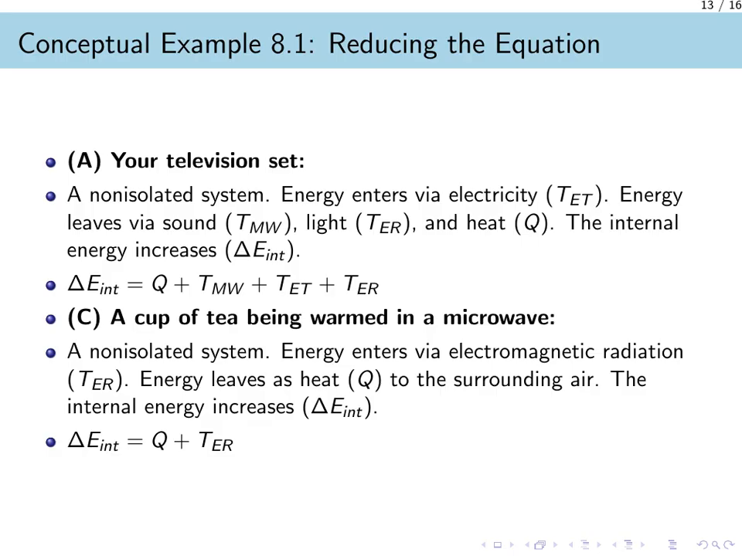Energy enters the system via electromagnetic radiation, T sub ER. The tea's temperature increases, so its internal energy, delta E sub int, goes up. A small amount of energy might also leave as heat, Q, to the cooler air. The simplified equation here is delta E sub int equals Q plus T sub ER.